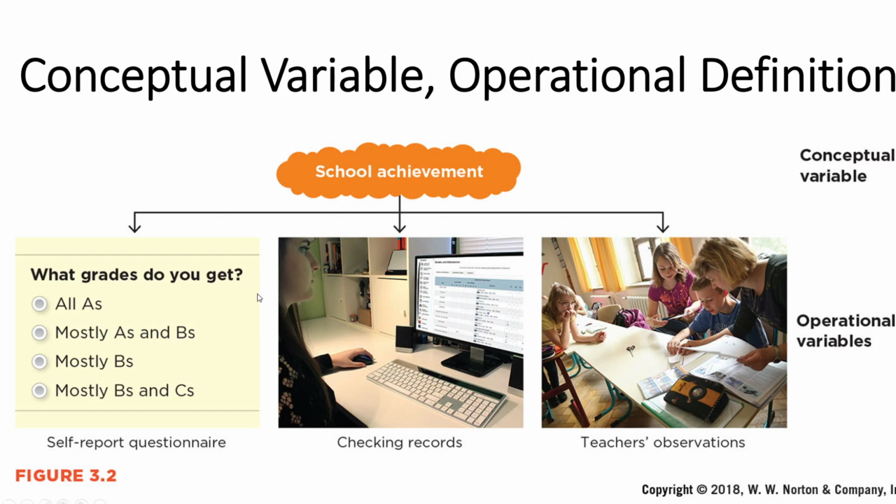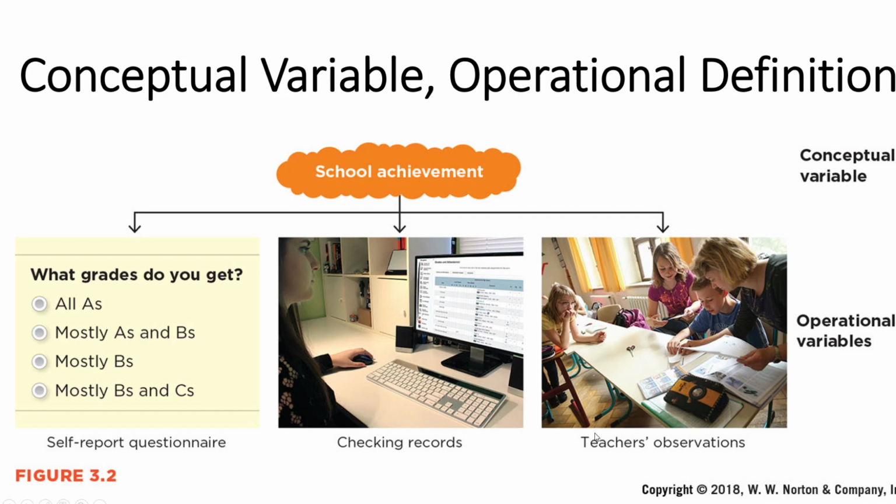Another way that we could get at the same conceptual variable of school achievement or performance in school, you could check the records. Instead of surveying someone, maybe you just go to the school and look at their transcripts, see how well someone performed. And then another way to get at school achievement is you could look at teachers' observations. Maybe the teacher fills out a questionnaire, or maybe the teacher just jots down some observations. Are their assessments positive or negative?